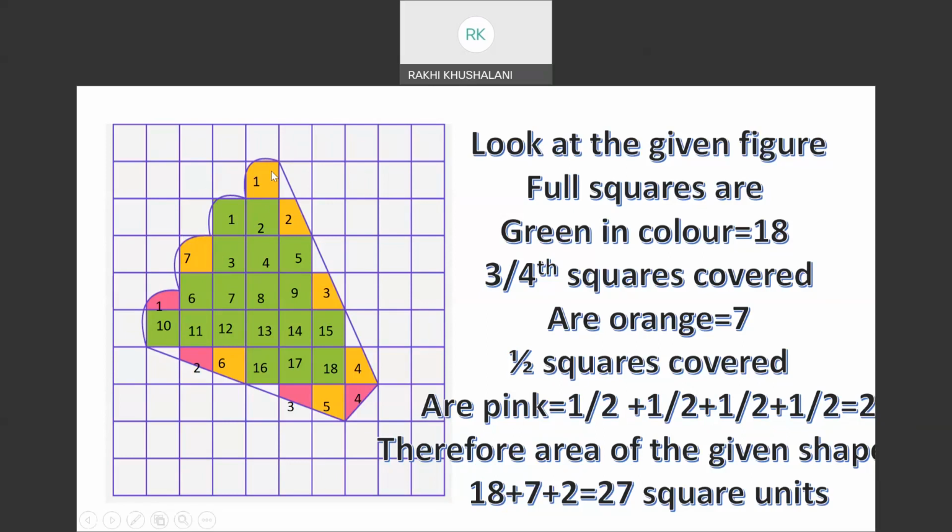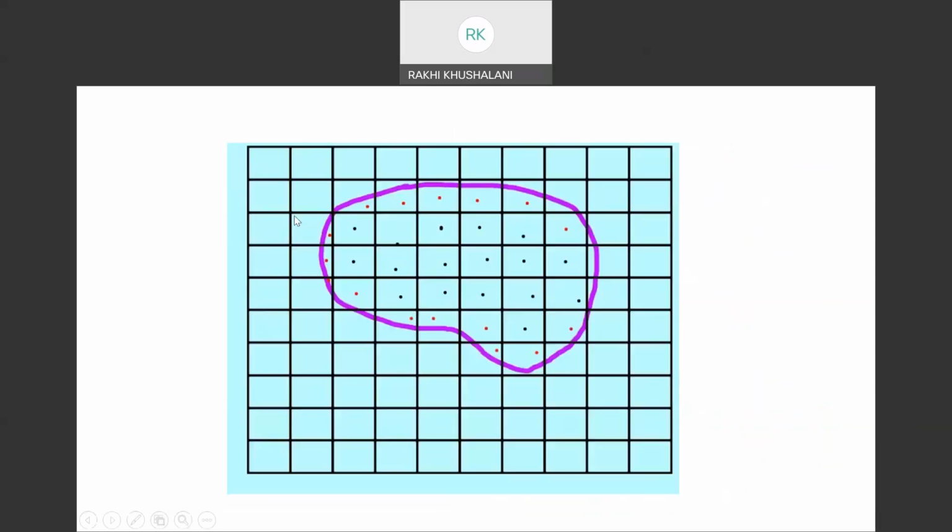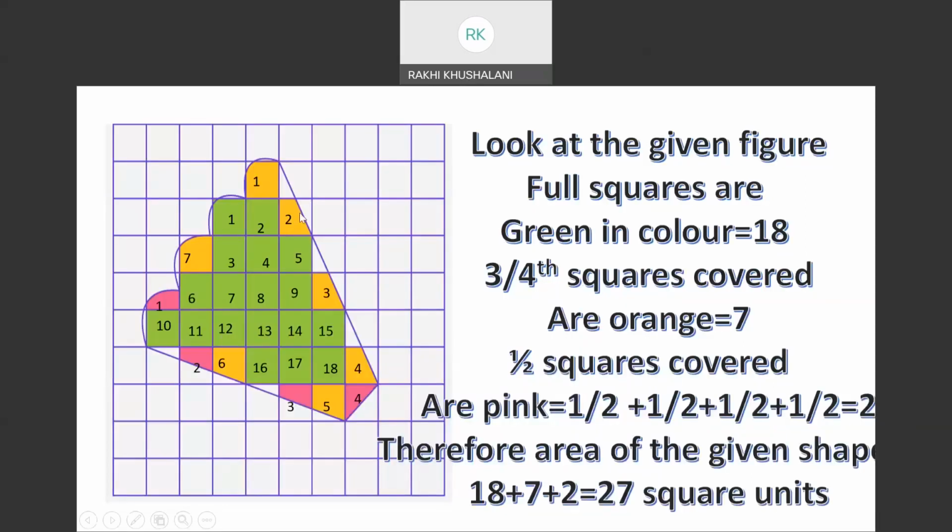Look at this number 1. This is not covering the complete square, almost covering. Look at this number 2. It is not covering the full square, but almost covering a full. Like this 3, like this 4, like this 5, like this 6. Means they are taking over around 3/4 of the square size.